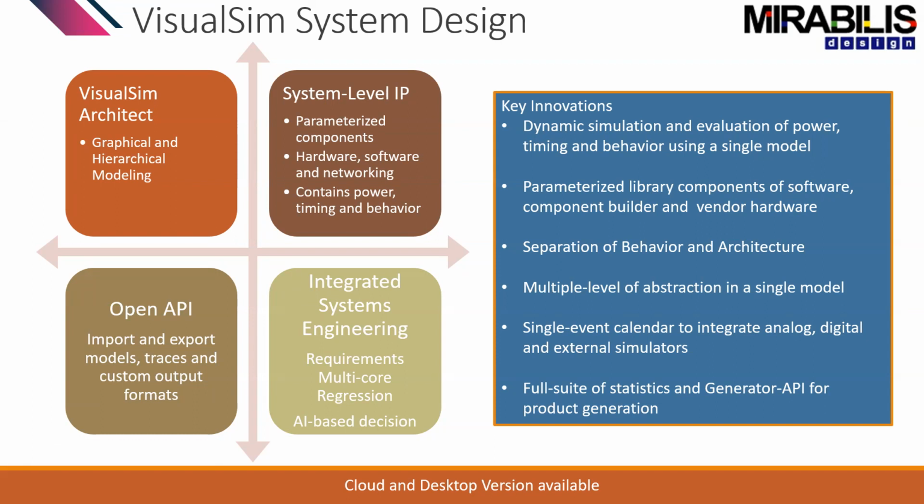In addition to being a fully integrated architecture modeling environment, we have open APIs and integration to requirements tools, regression simulations, and an AI-based decision environment. The software is available both as a cloud and a desktop version. The key capability that makes this innovation possible is first and foremost the separation of behavior and architecture. So you can either change the use cases and your workloads on a pre-existing architecture, or you can take your pre-existing use cases and test scenarios and apply them to some new architectures.